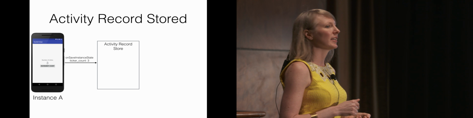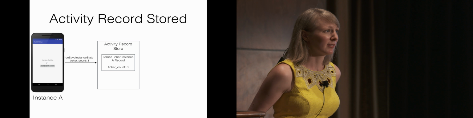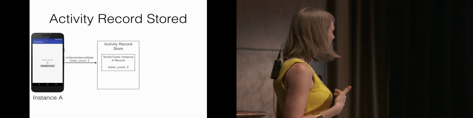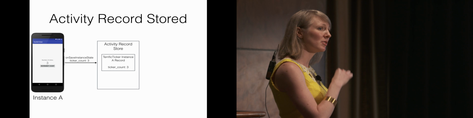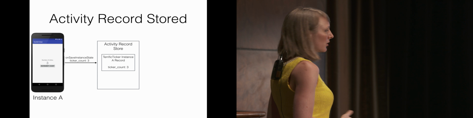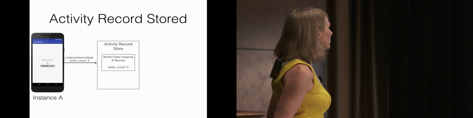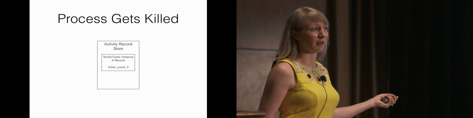So onSaveInstanceState gets called, which will ultimately write something called an activity record. This lives in the operating system outside of the life of my app or my activity, and I can stash information that I can use to recreate the state of my activity. Here I'm just writing ticker count. So now I go and play Pokemon Go, and my ticker activity process gets killed while I'm playing. But it's okay, because I have an activity record that represents the state that the user was in.